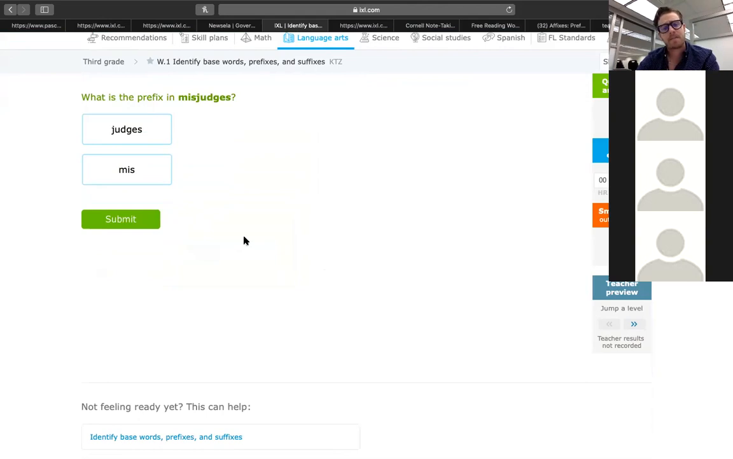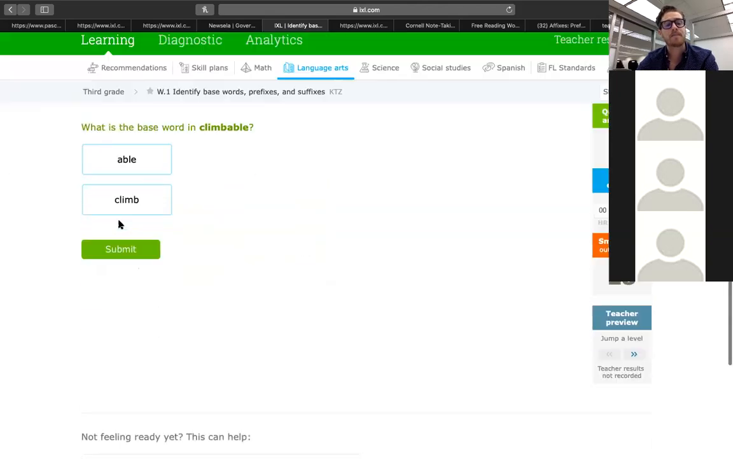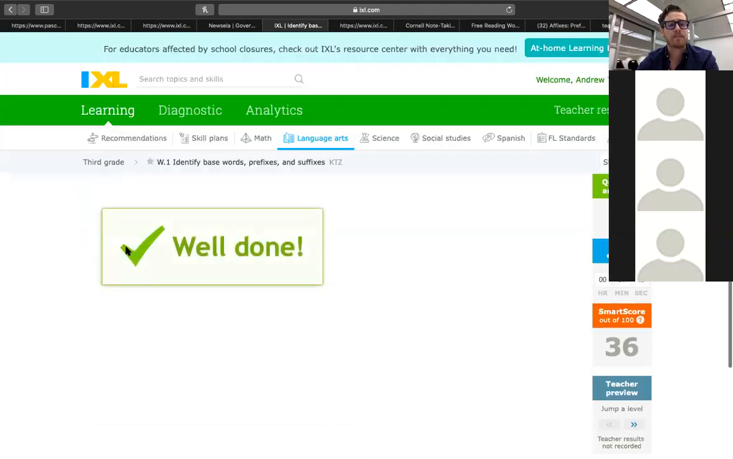All right. So this next one, prefix for misjudges. Miss. Definitely miss. We know that prefix, pre in and of itself means before, so it's the part of the word right before the root. Misjudges. What is the base word for climbable? Climb. And we know able, having the ability to do so. So climb is our base word.